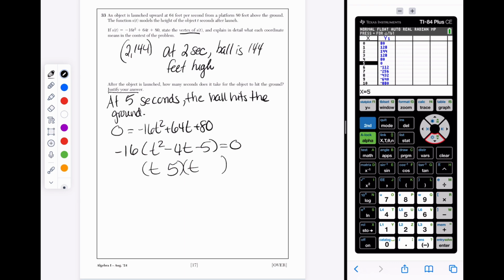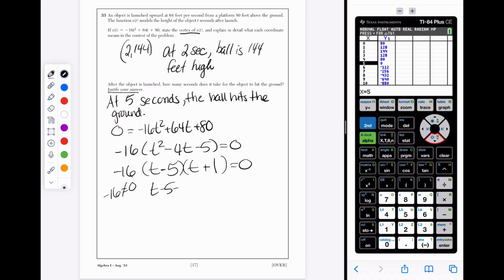So we have 5 and 1. Since it's going to be a negative, the factors have to add up to negative 4. It's going to be negative 5 and positive 1. And so we can test all of these out. We know that this is not true. Negative 16 is not equal to 0.